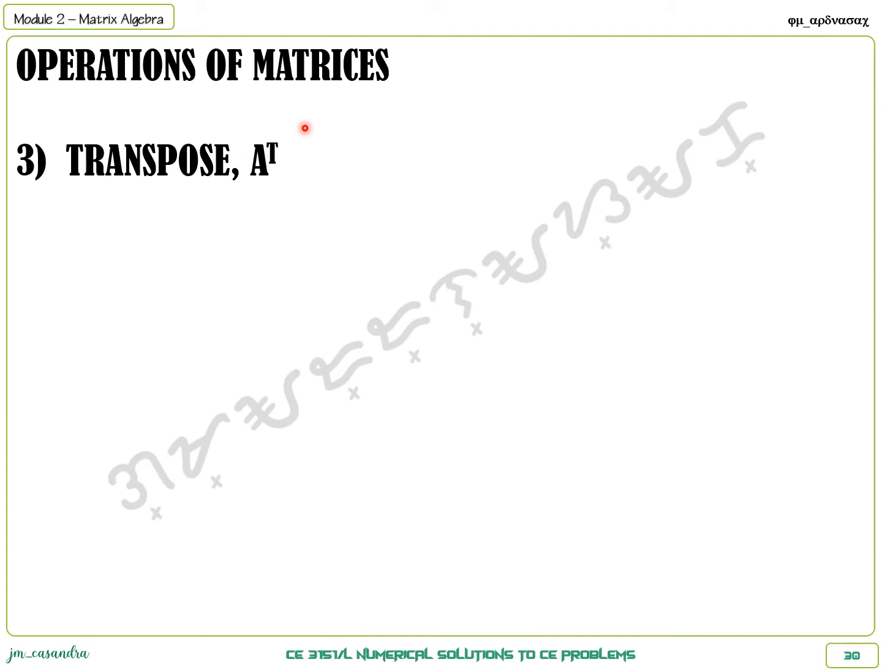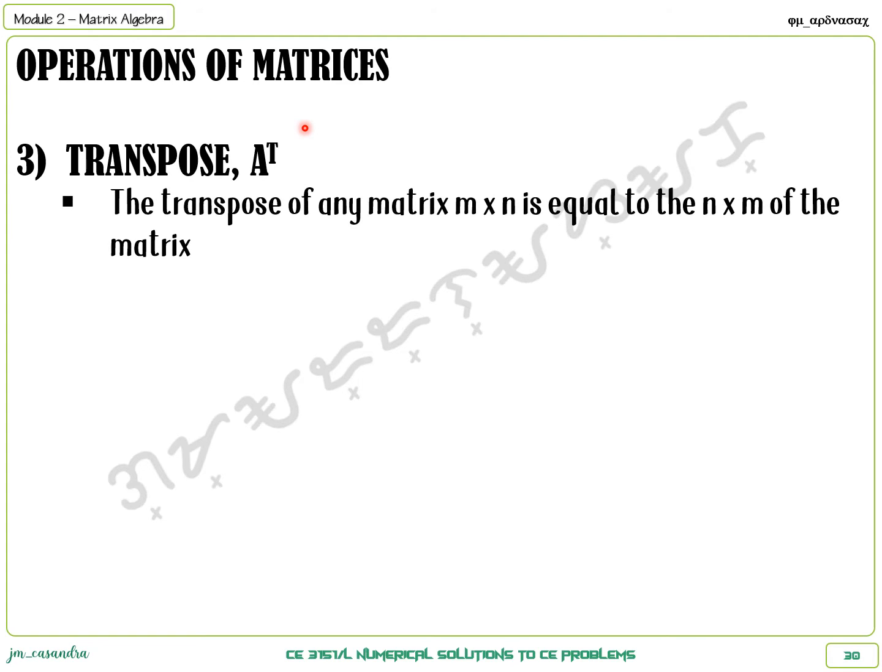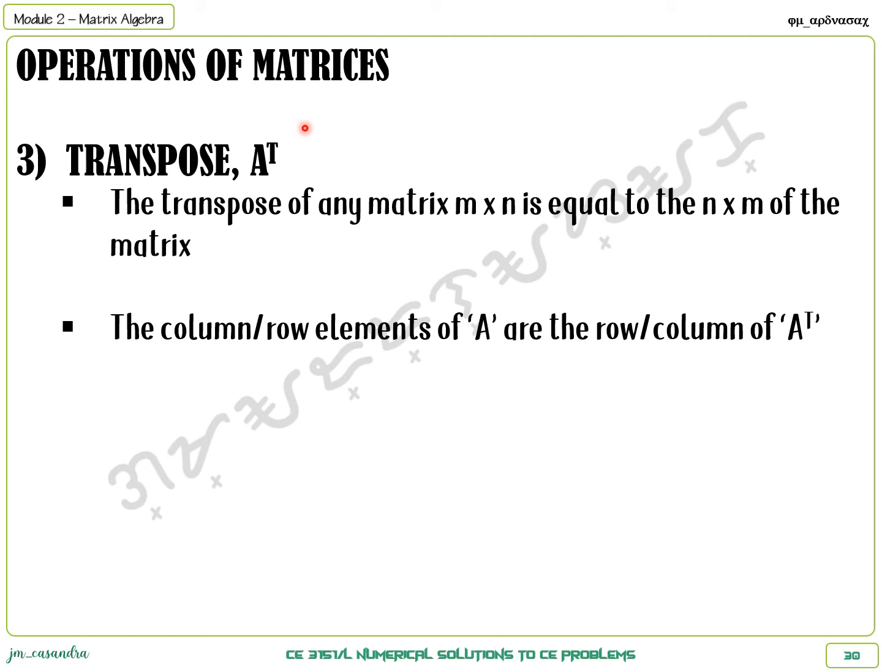So what is now the transpose of a matrix? Any matrix having a size m by n will have a transpose that will have the size n by m. What does this mean? It means that if I'm going to get the transpose of a matrix, the column of that matrix will become the row of the transpose, and the row of that matrix is equal to the column of the transpose.